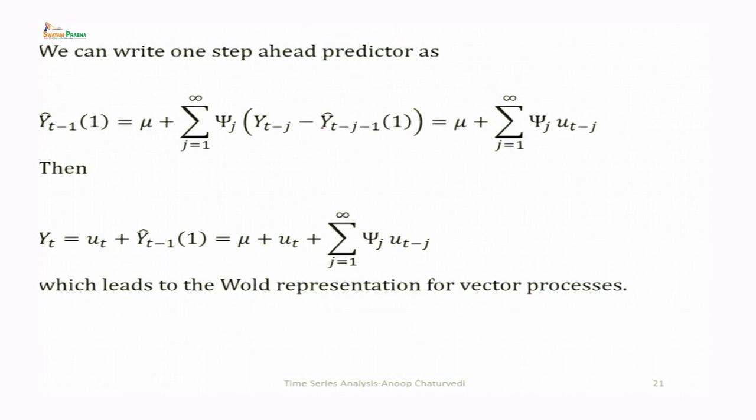And then you can adjust all these terms, means summation j equal to 1 to infinity psi j y hat t minus j minus 1 1 into mu. Then y t minus j minus y hat t minus j minus 1 1 gives you u t minus j. So, you get this representation mu plus summation j equal to 1 to infinity psi j u t minus j. And then y t is equal to u t plus y hat t minus 1 1. So, this is equal to mu plus u t plus summation j equal to 1 to infinity psi j u t minus j. So, finally, it gives you the Wold representation for vector processes.